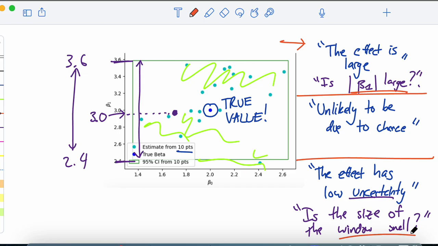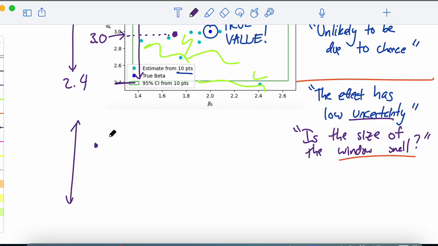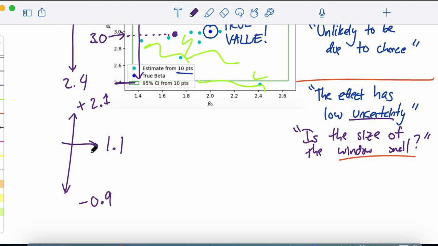What if, in this example, it was 2.4 to 3.6. Let's do another example. Let's pretend it worked out that the actual estimate was 1.1, but the interval worked out to be negative 0.9 to positive 2.1. So in some other example, the actual estimate works out to 1.1, but the confidence interval goes from negative 0.9 to plus 2.1. So the rectangle is centered at 1.1. The green rectangle is like this, but it includes all the way down to negative 0.9.